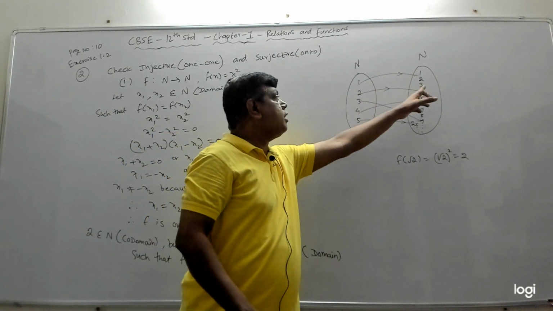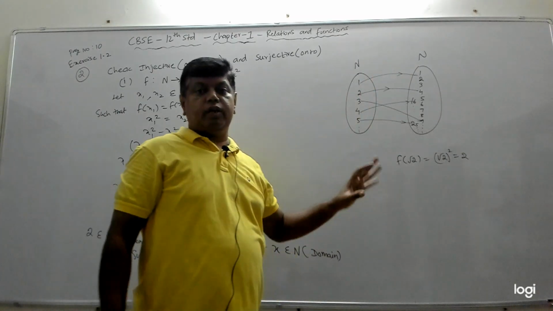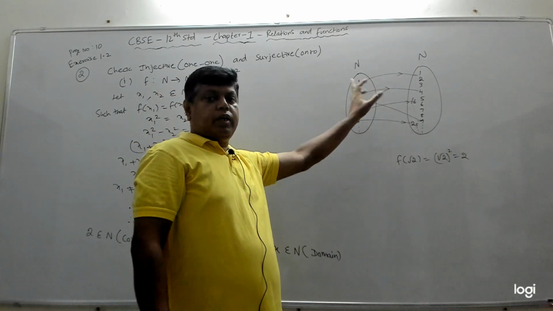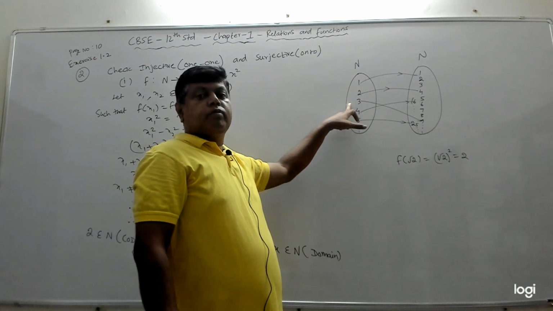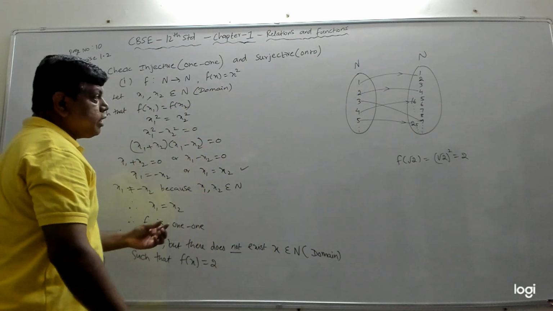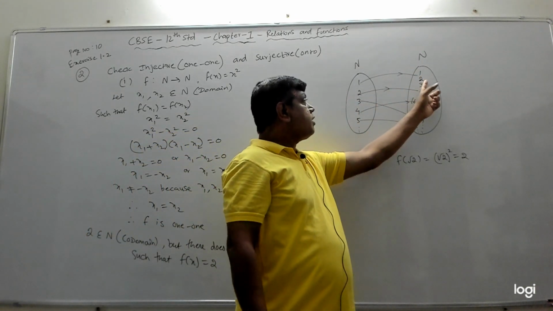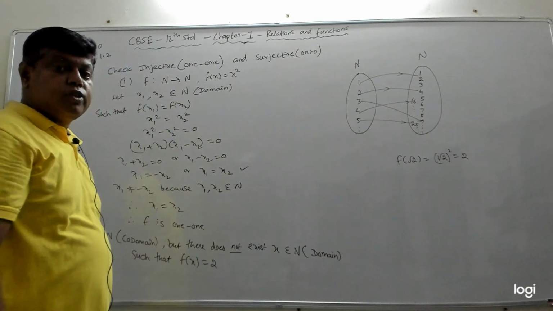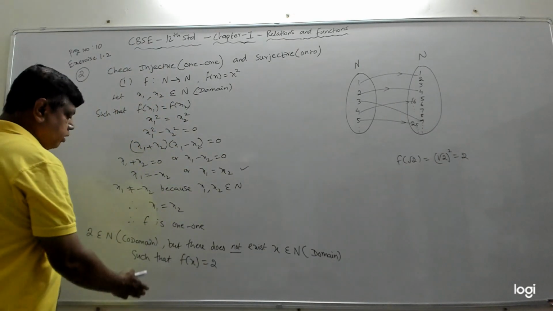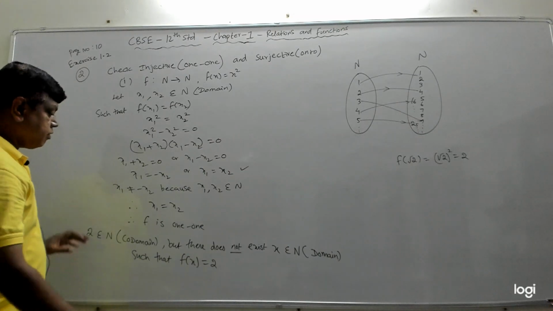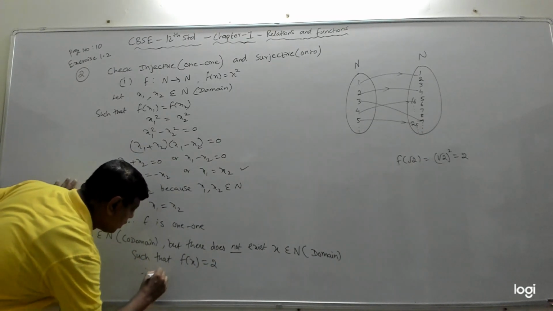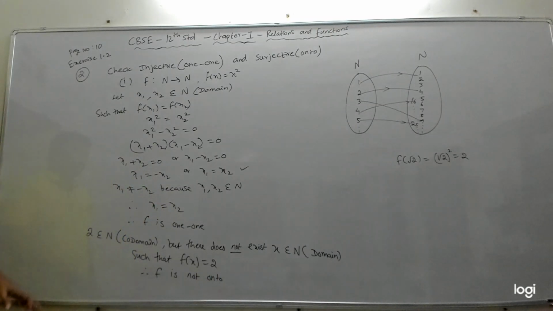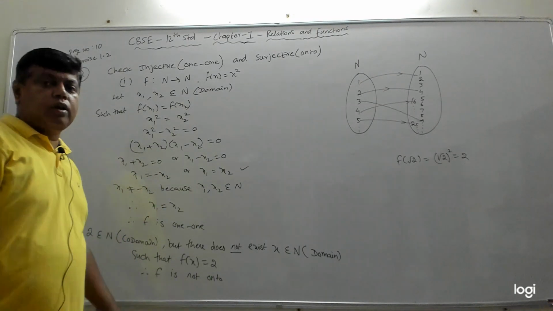No element will map to 2. Similarly, nothing will go to 3 either. Root 3 would go to 3, since root 3 squared is 3, but root 3 is not a natural number. So even if you take one element and show that it is not an image of any of the elements here, that will prove that f is not onto. Therefore the conclusion is f is not onto. F is a one-to-one function, but it is not an onto function.